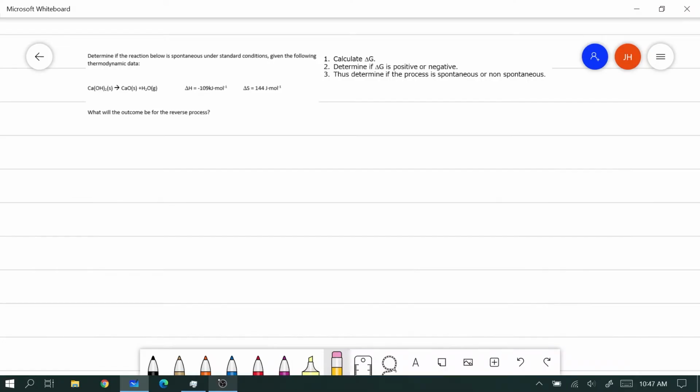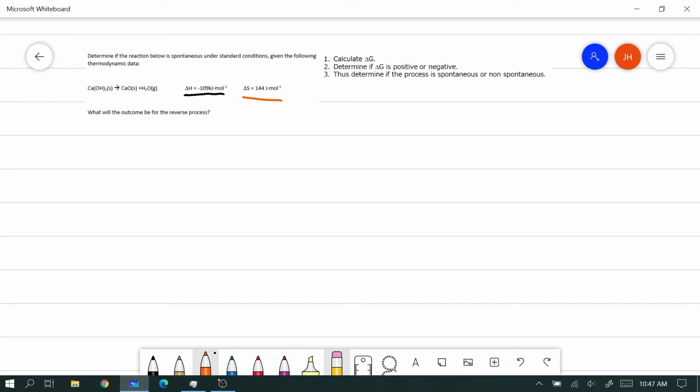So in this first question, what we're being asked to do is determine if the reaction below specifically is spontaneous under standard conditions. And we've been given a set of thermodynamic data. So we're looking at the reaction of calcium hydroxide reacting to form calcium oxide, as well as water as a gas. And we've been given some data to go with that. So we've been given delta H, which is negative 109 kilojoules per mole. We've been given delta S, which is 144 joules per mole.